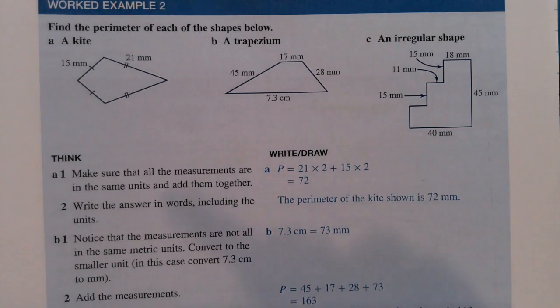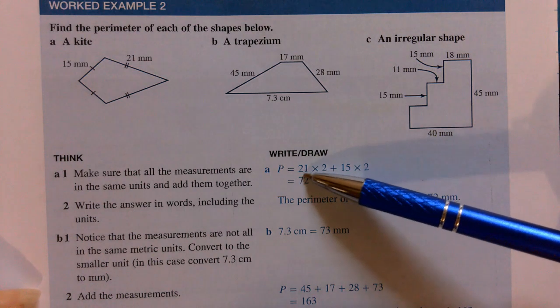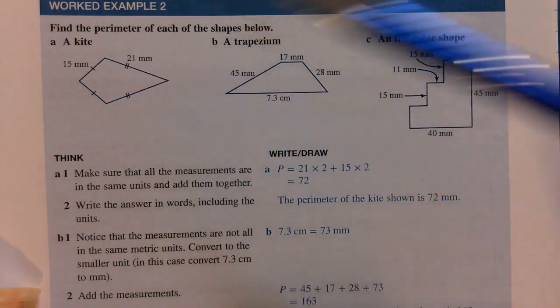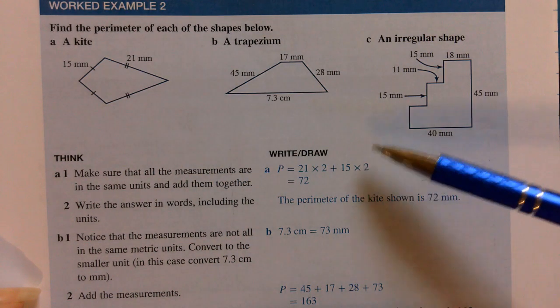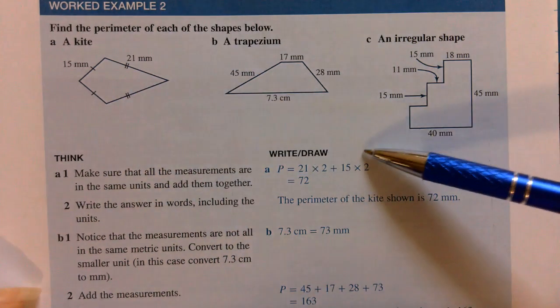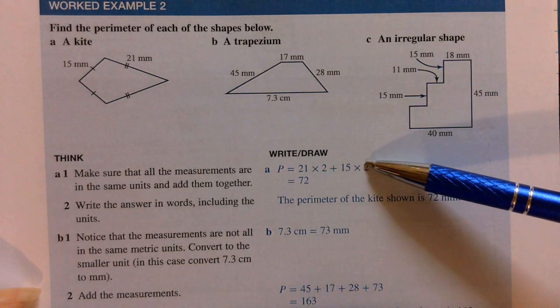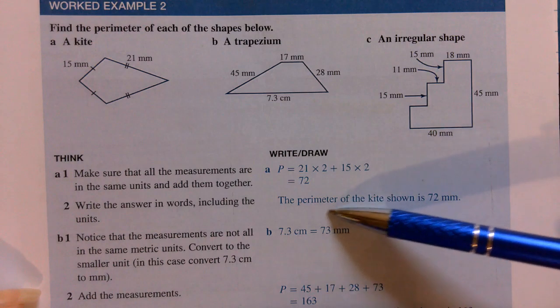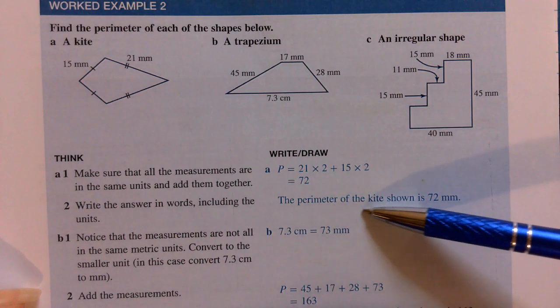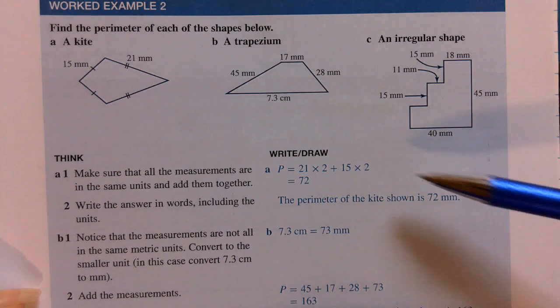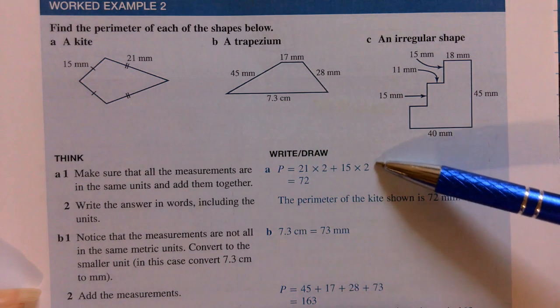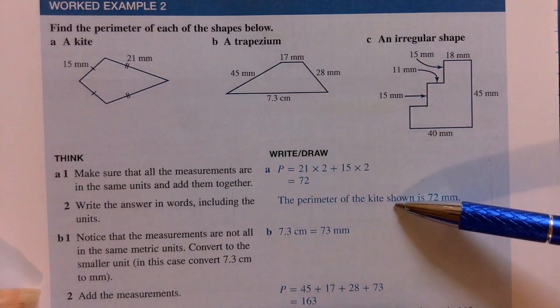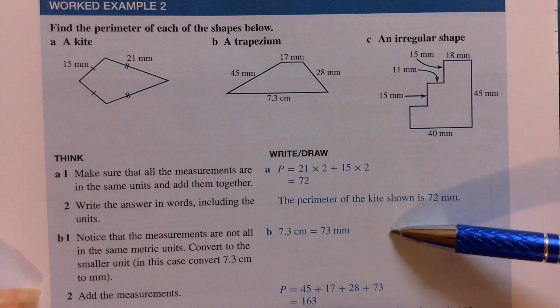Okay, so for the first one being a kite, it has two sides that are 21 millimeters, and it has two sides that are 15. So you multiply both those numbers by 2 and you add it together. Remember, you need to write the answer as a sentence. You need to show all of your working. So you need to copy down this example, just the blue writing.